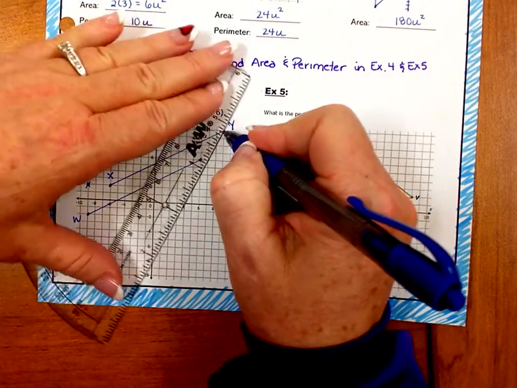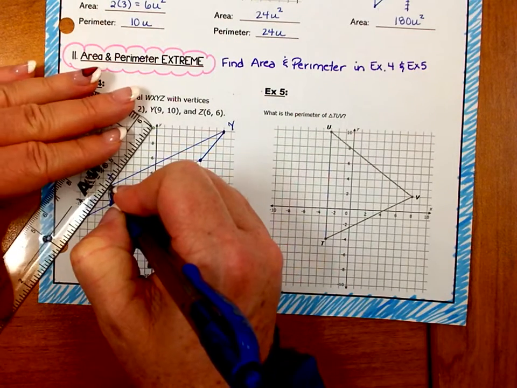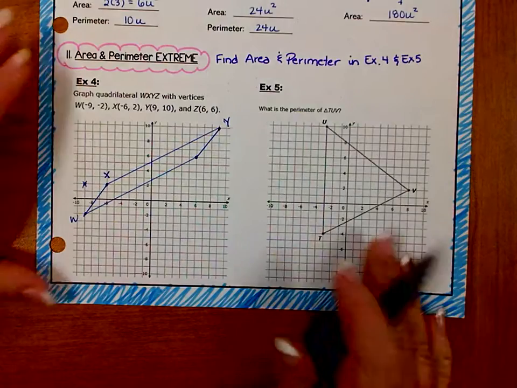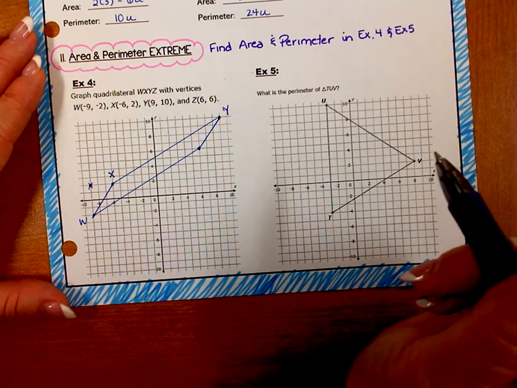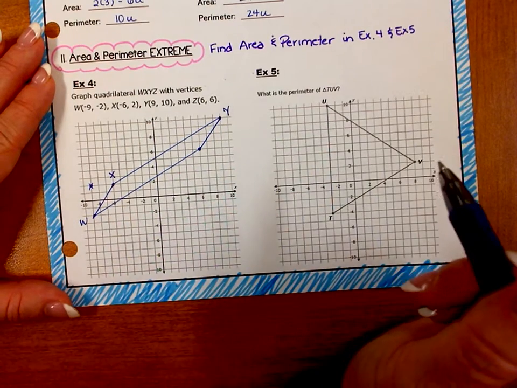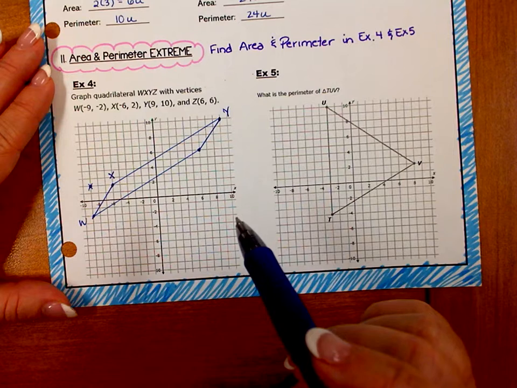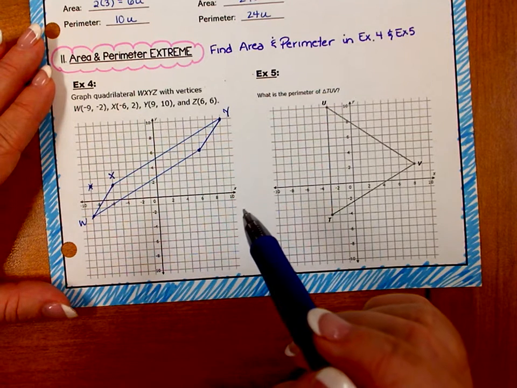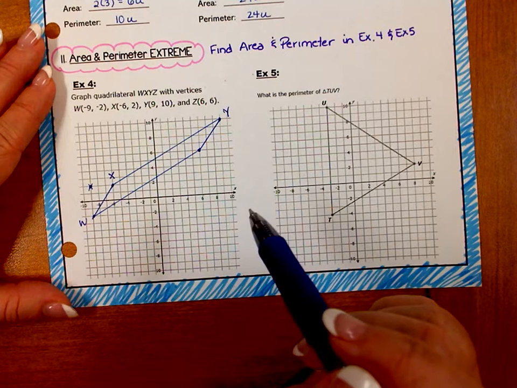And connect these two to get that side, and these two to get that side. All right, so we want to find area and perimeter. If we want to find perimeter, we have to figure out what all these sides are. If we want to find area, then we have to figure out what the base times the height is.